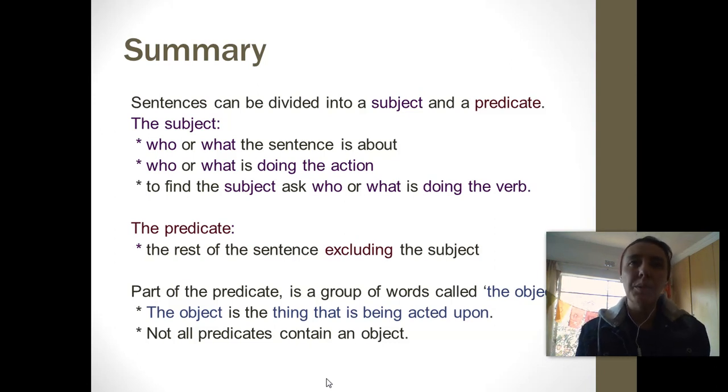So for example, the sentence I am. I will be the subject of the sentence. And am is a verb. But that am shows that I'm just existing or being and I'm not acting upon anything. So therefore, that sentence does not have an object.